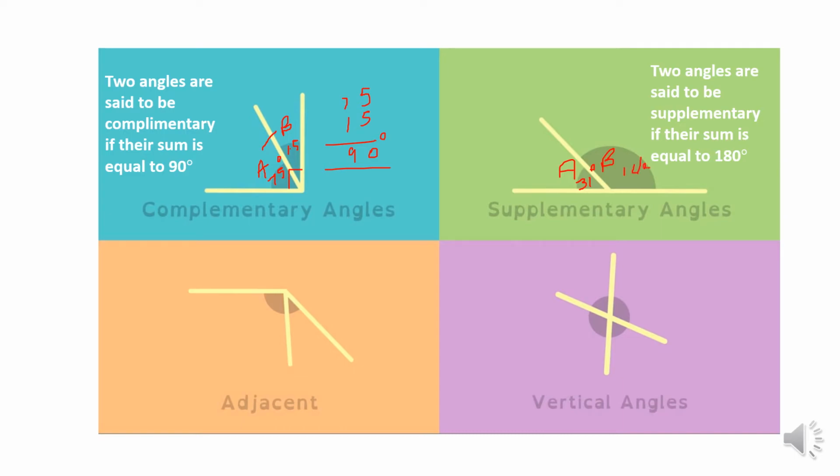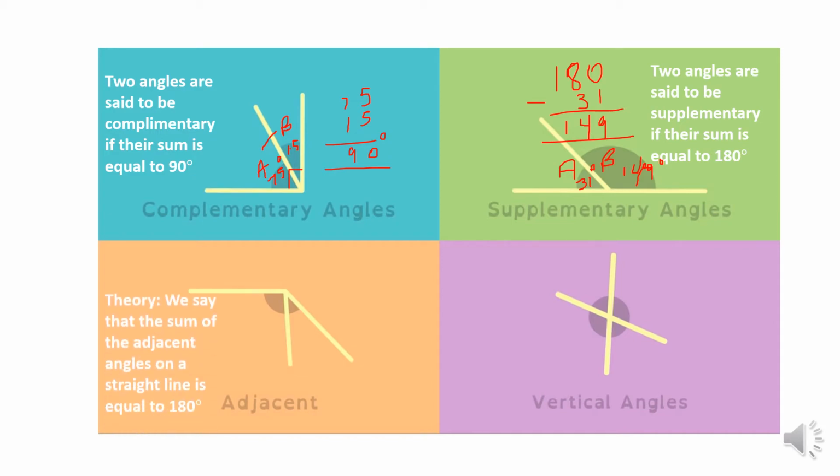Now how did I get that? I know that these are angles on a straight line. Angles on a straight line are supplementary. Their sum is equal to 180 degrees. So I simply subtract what was given, 31 degrees, from 180, and that gives me 149 degrees. Good, that's what I did.